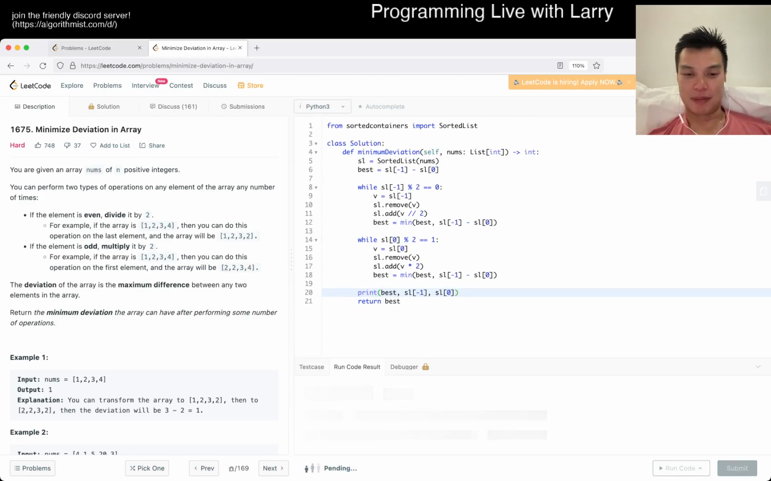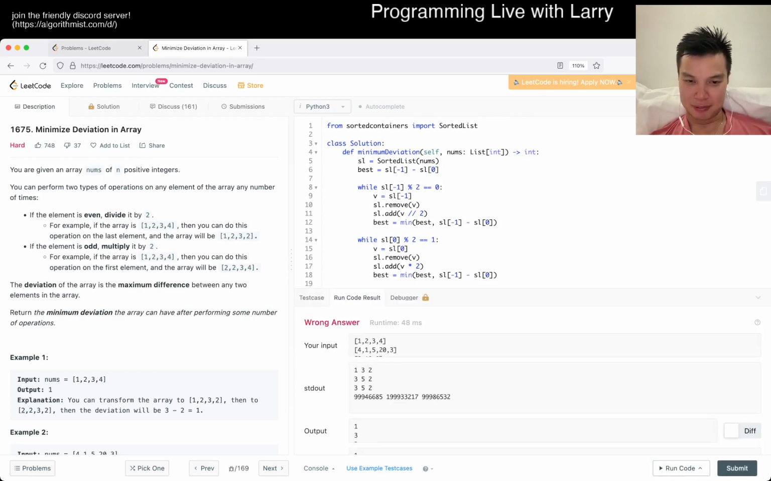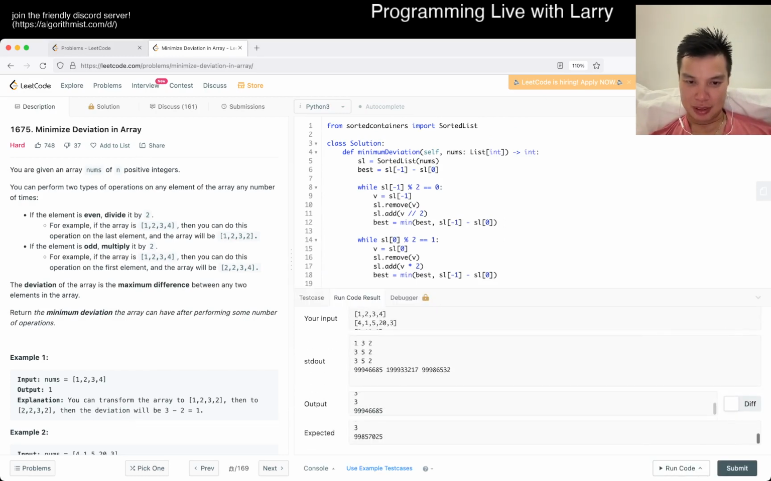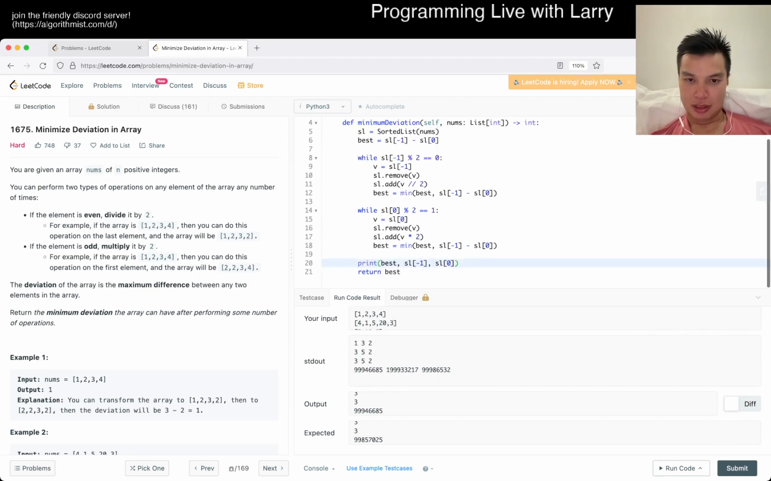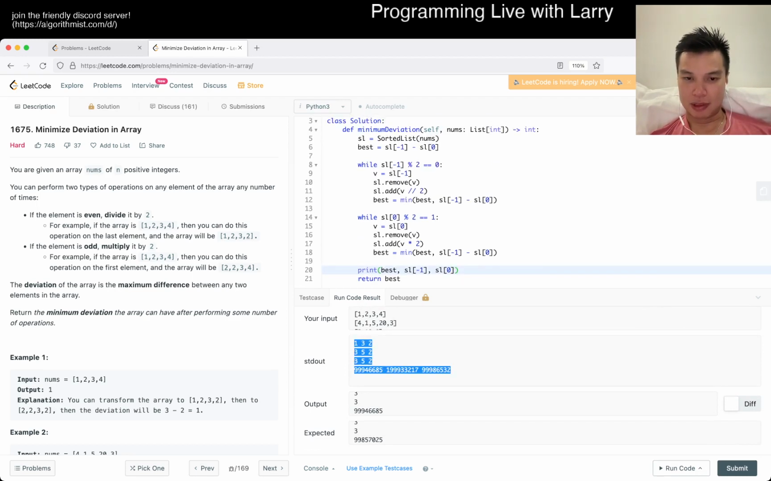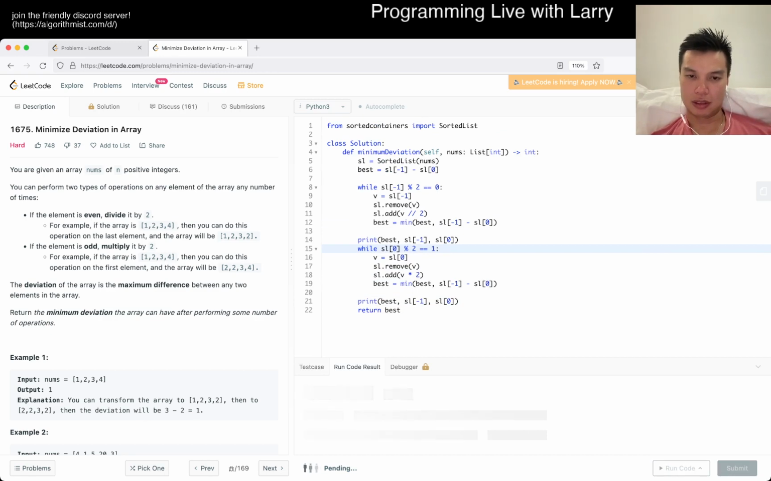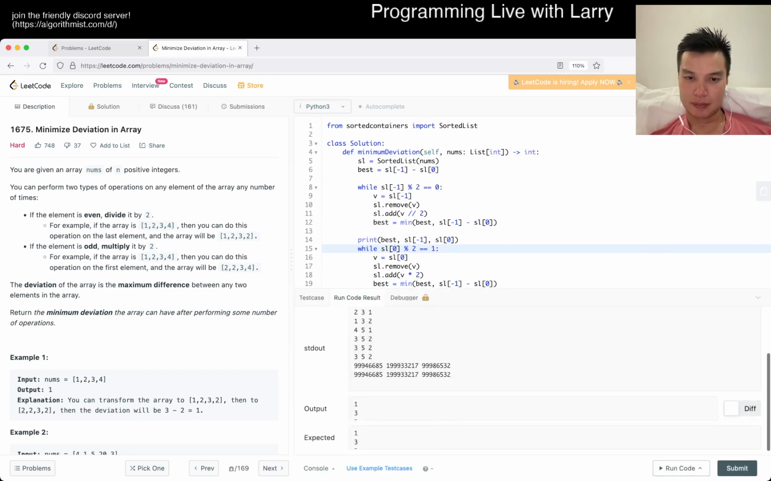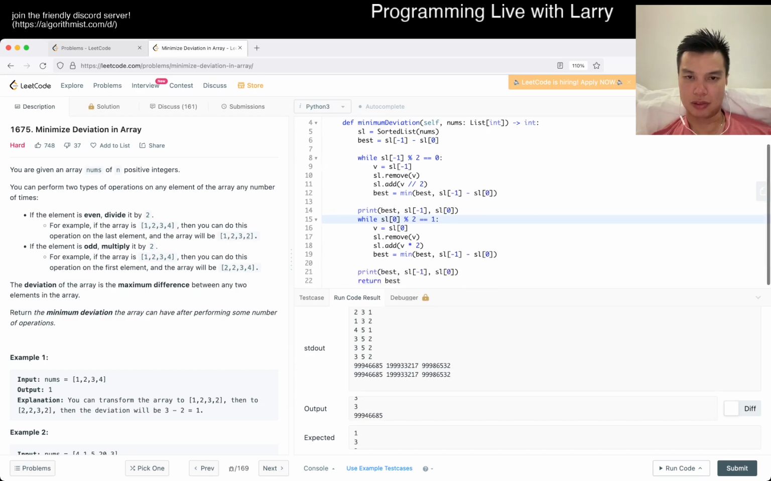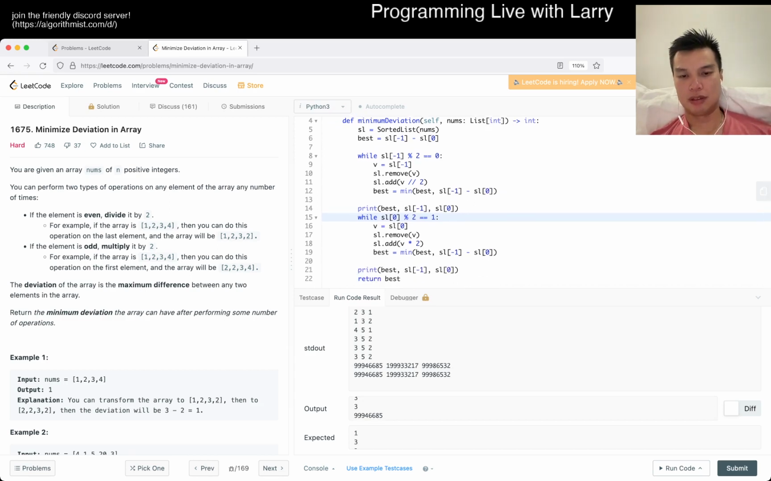But okay, so this is the wrong answer, which is good, or at least it's consistent. So this is what we think is best, and at the end we have this number, of course, because we multiply them. What is it here? Well, we just divide it by 2. Huh, so the smallest number was already even, and the largest number is odd. How do we get a smaller number then?